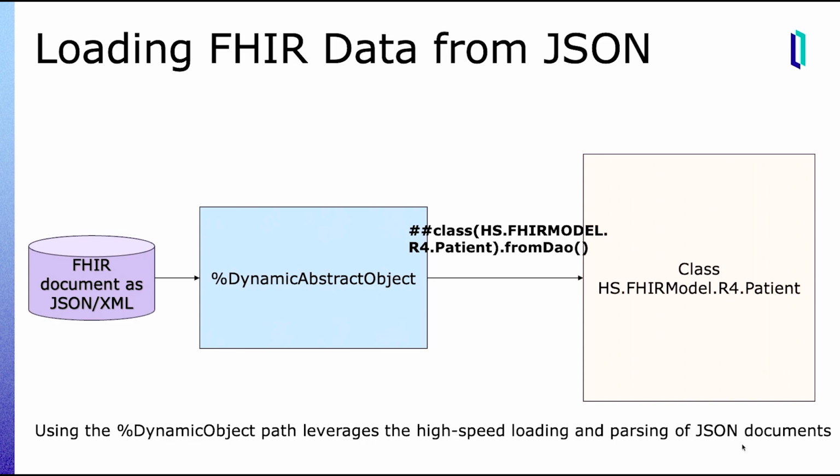A FHIR document is read into a dynamic abstract object. We already have a very fast implementation of dynamic abstract object instantiation. We are taking advantage of that and just building on top of it the ability to instantiate the classes from these dynamic abstract objects.